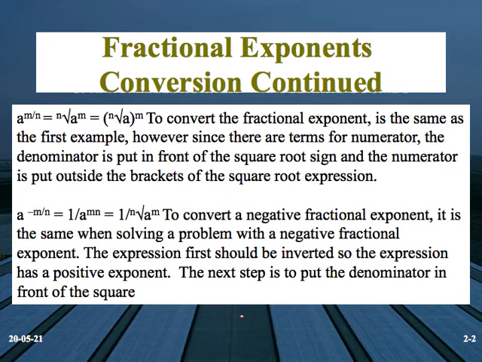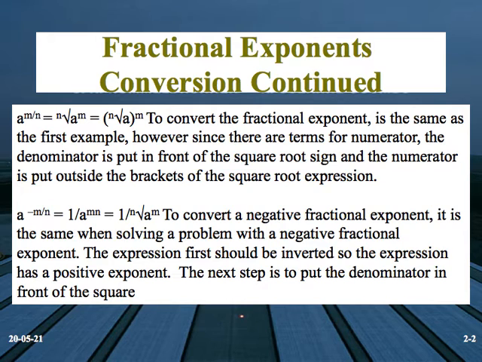We're going to look at the last two fractional exponent conversions. The first one, a to the m divided by n power, becomes the nth root of a to the mth power, which is equivalent to the nth root of a and all to the mth power. To convert the fractional exponent is the same as the first example. However, since there is a term for the numerator, the denominator is put in front of the square root sign and the numerator is put outside the brackets of the square root expression.